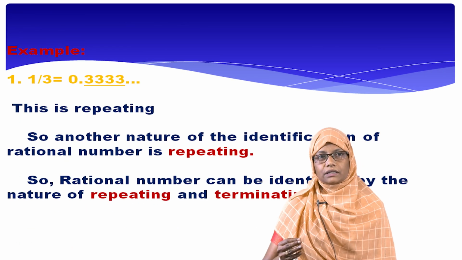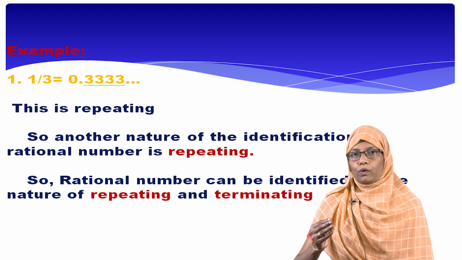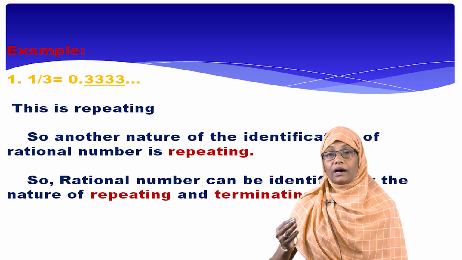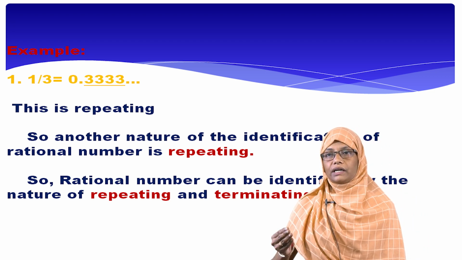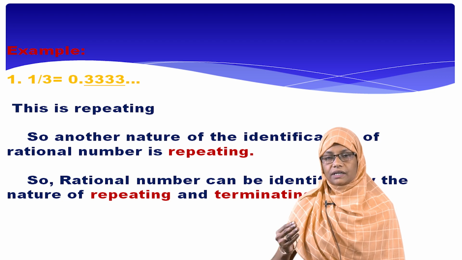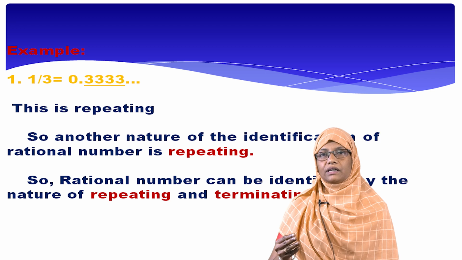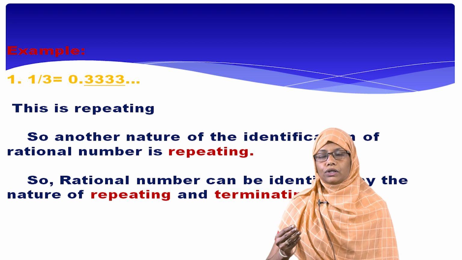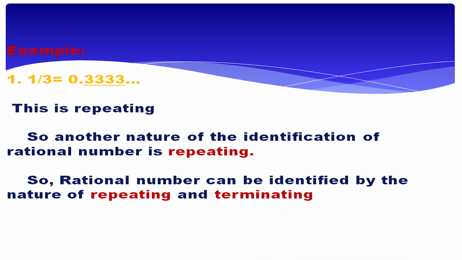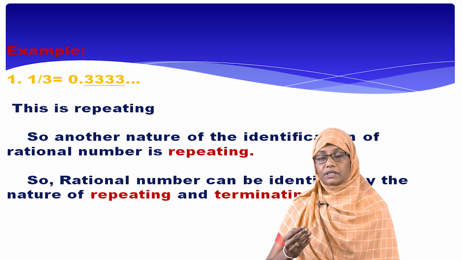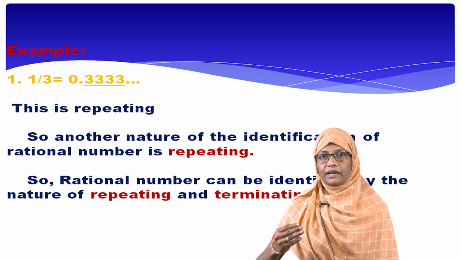Next example is 1 by 3. So, another nature for the identification of a rational number is repeating. Consider the example 1 by 3, which can be written as 0.333 etc. This is repeating. So, what I would like to summarize is that rational numbers can be identified by the nature of repeating and terminating.